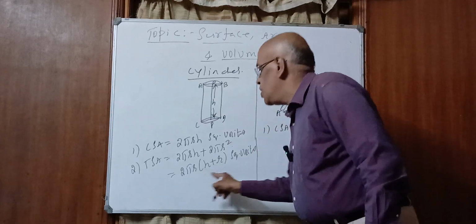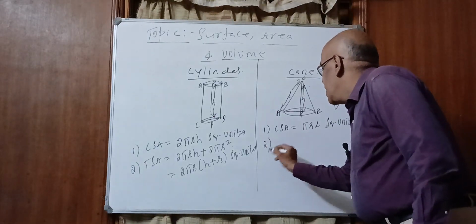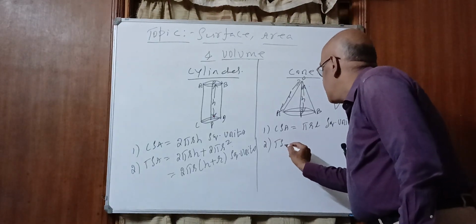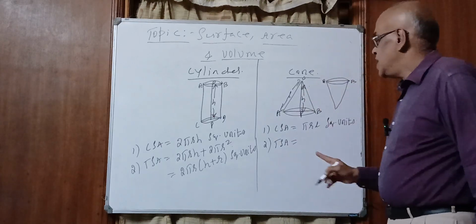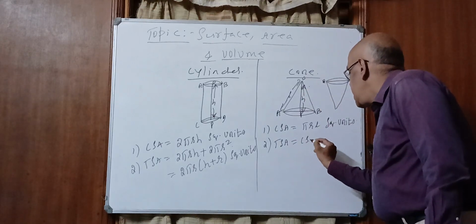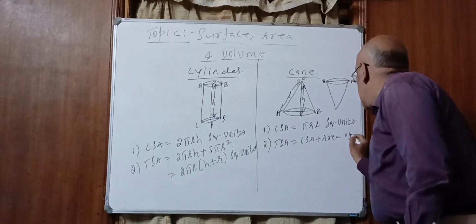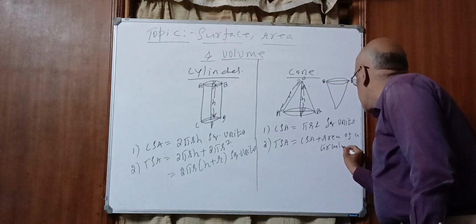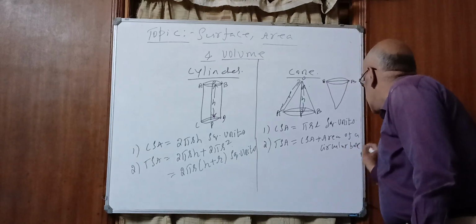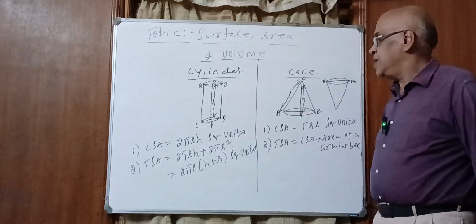You write this formula 2 pi r into h plus r. Come to TSA of the cone. What is TSA of the cone? CSA plus area of a circular base. A means 1. It has one circular base, not two. Cylinder has two circular bases, isn't it?